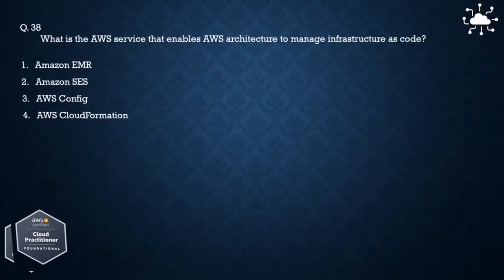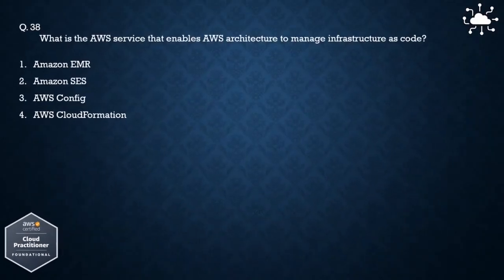Question 38. What is the AWS service that enables AWS architecture to manage infrastructure as code? 1. Amazon EMR. 2. Amazon SES. 3. AWS Config. 4. AWS CloudFormation. The correct answer is AWS CloudFormation.